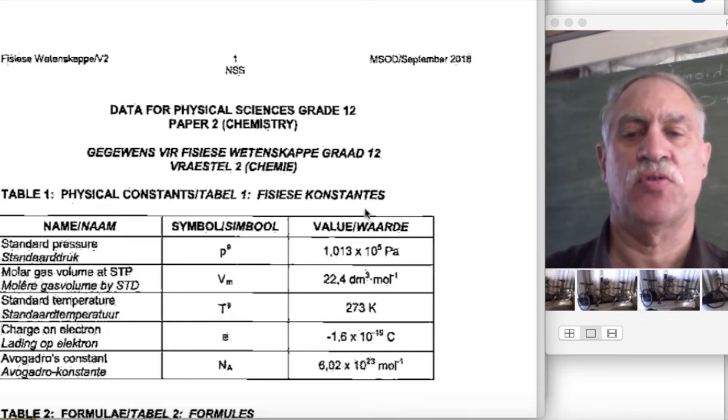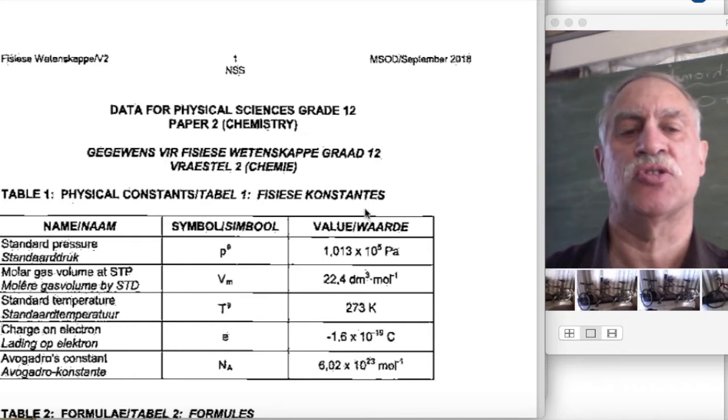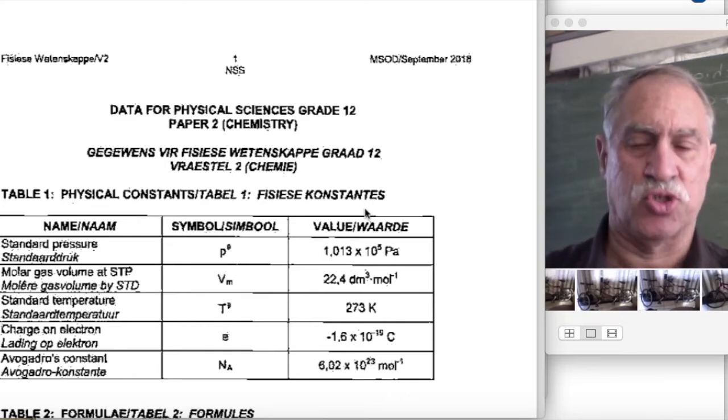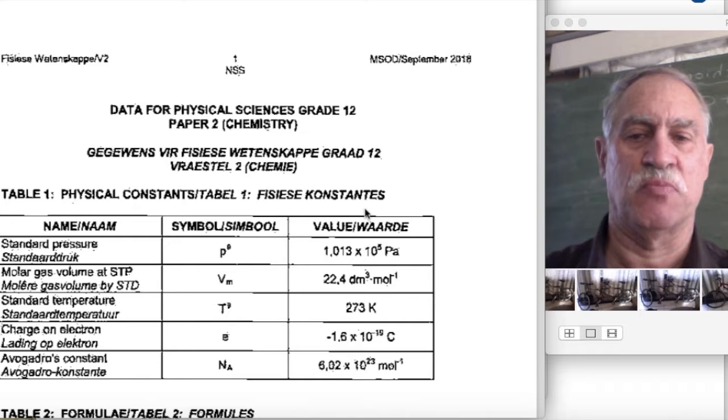It's the ratio in which reactants combine to form products, and it's that little number, the molar number, that occurs in front of chemical equations. So that's what stoichiometry is about, and we're going to do an example.